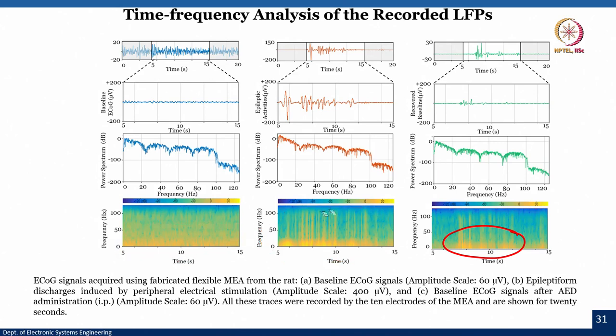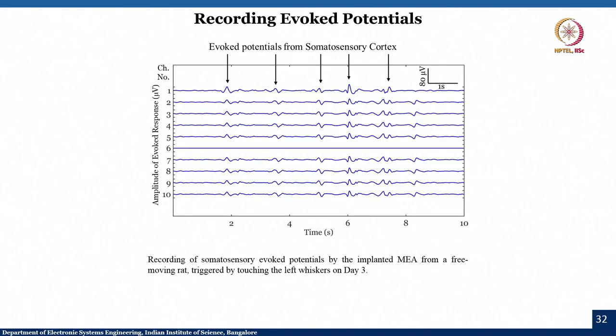One thing is that we now have a bioresorbable microelectrode array, and we have 10 electrodes for recording. All these electrodes along with the array are implanted into the RET's brain. We can apply electrical stimulation to the forepaw of the RET, create an epilepsy as you can see here, apply or administer an anti-epileptic drug, and you can see that the baseline is recovered. Okay. So, this is the slide.